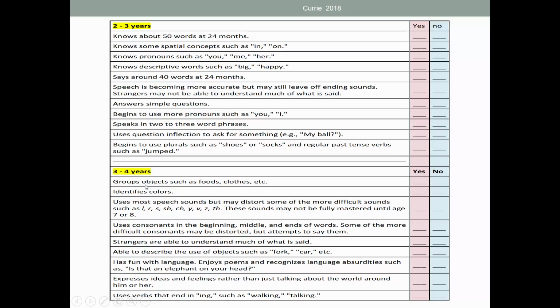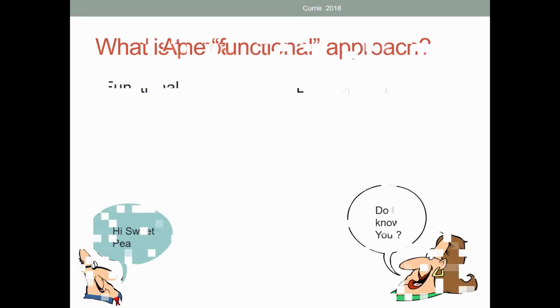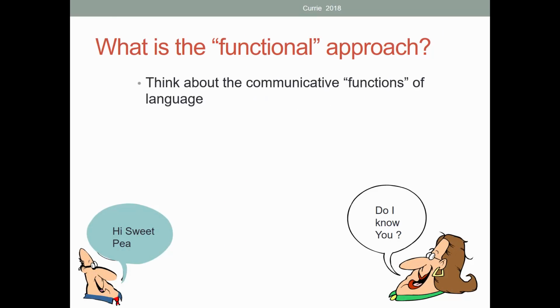And then the developmental milestone between 3 and 4, all of these things would then become your objectives. So in the developmental approach, you would be using these next milestones to teach them, and these would become your goals. So you would want them to be able to describe, for example, what they would use an object for. And once they'd achieved that, then you would move on to the next step and the next step and the next step. So it's very sequential. Whereas the functional approach is completely different. So think about the communicative functions of language, right?